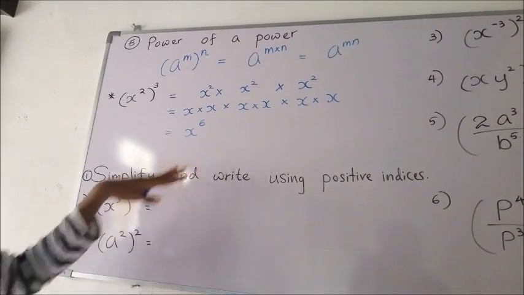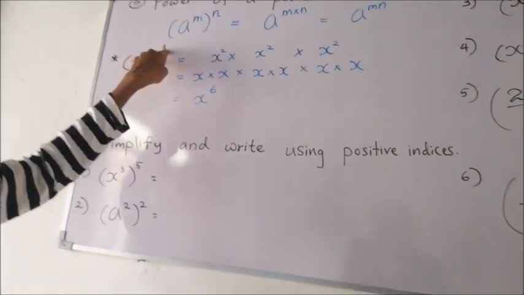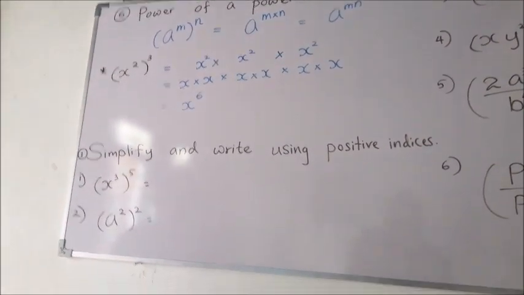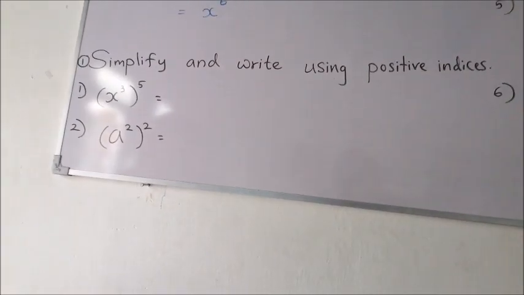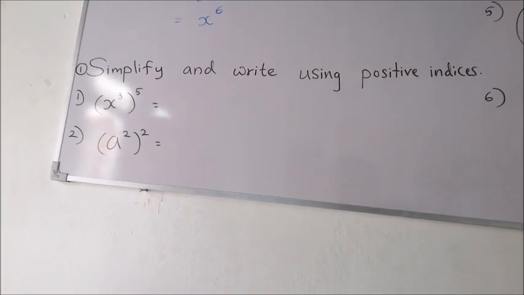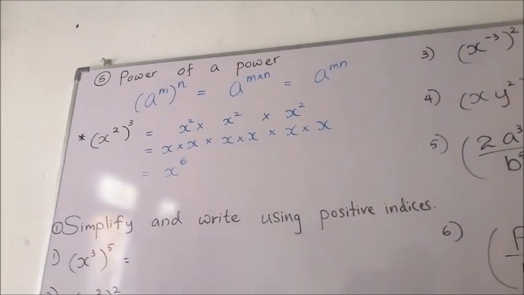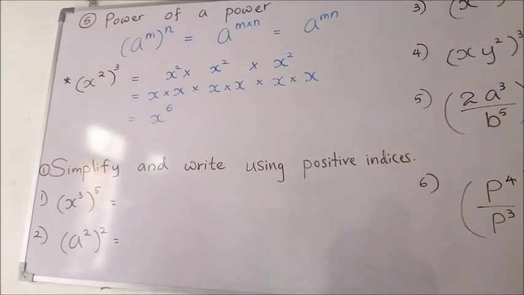So no need to struggle like this. Simply you can multiply the two indices here. 2 times 3 is 6. Right, see these examples. Here after simplifying we should know if there are any negative indices, we must convert them into positive indices. Simplify and write using positive indices.